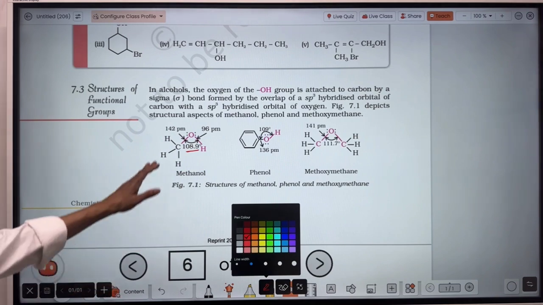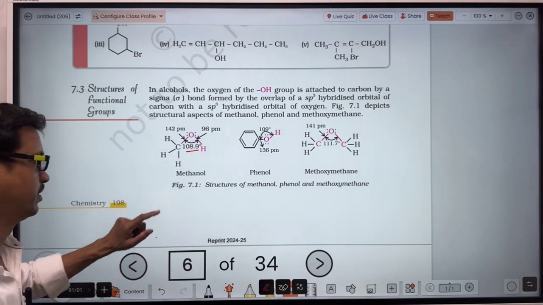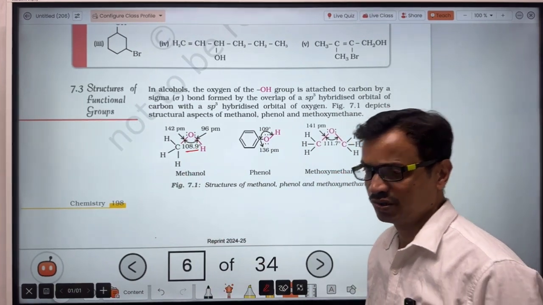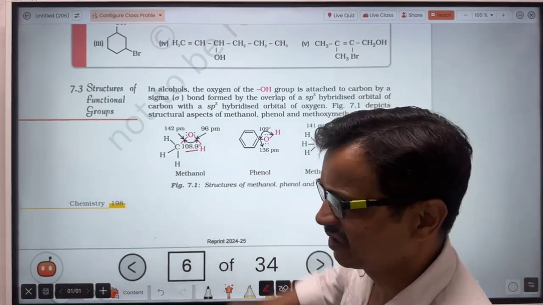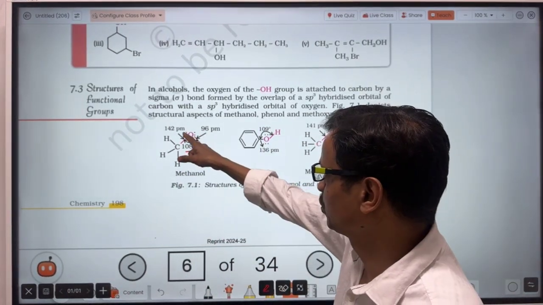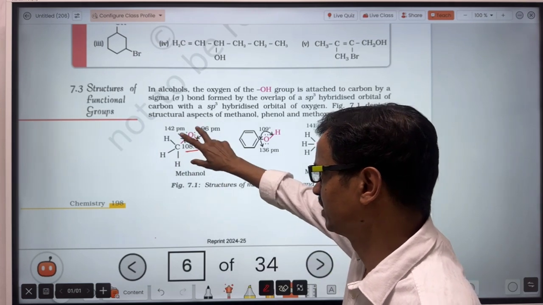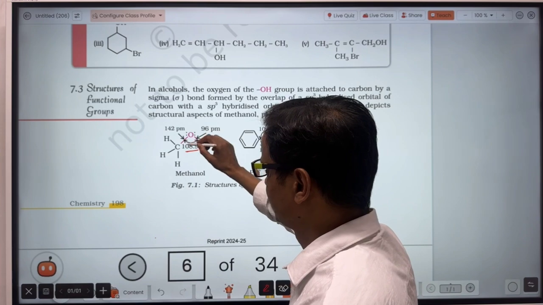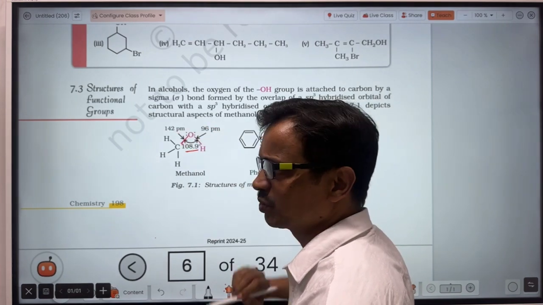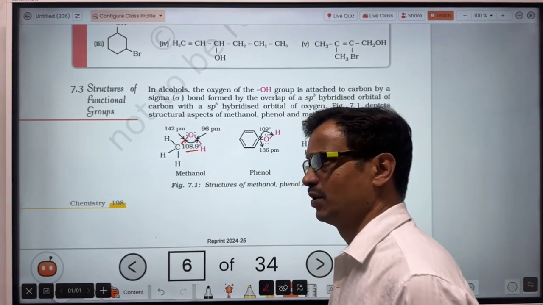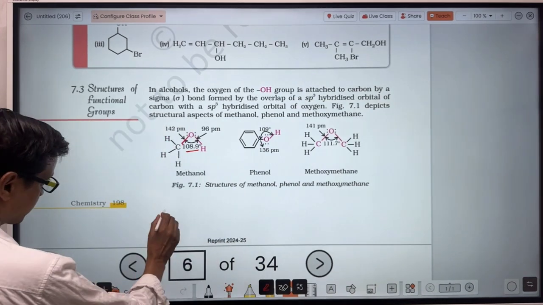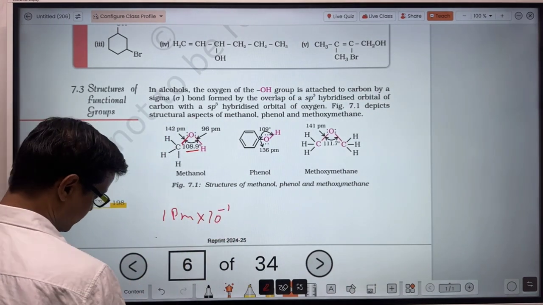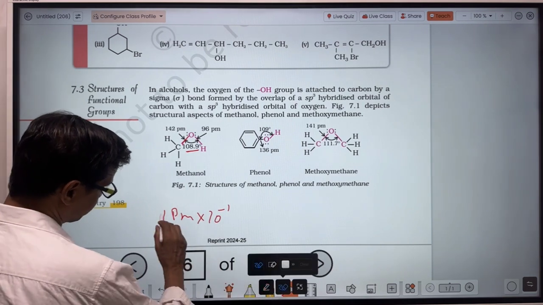So the bond angle will be tilted and will not remain 180 degrees. If there were no lone pairs of electrons on the oxygen, then the bond angle would be 180 degrees. But the two lone pairs of electrons present on the oxygen decrease the bond angle. And the carbon-oxygen bond length here is 142 picometer. You already know that 1 picometer is 10 to the power minus 12 meter.